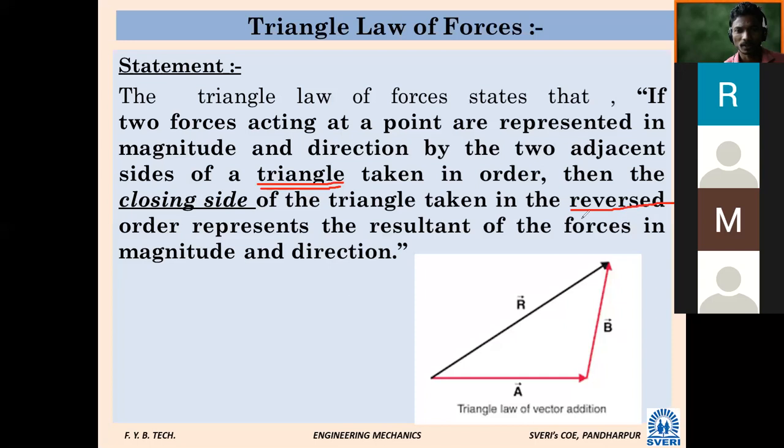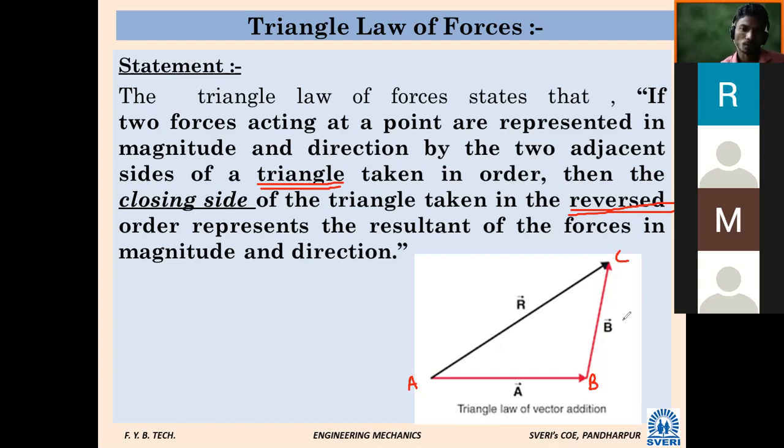So it is very simple. Taken in order, two sides of the triangle. If I write triangle ABC, the first two forces are force A and B. Force A is represented by side AB, and force B by side BC, taken in order. What is the meaning of order? Once the first force is over, the second force will start. That is called chain or order, one after another. One force is over, then another starts. Like this, it is called order.